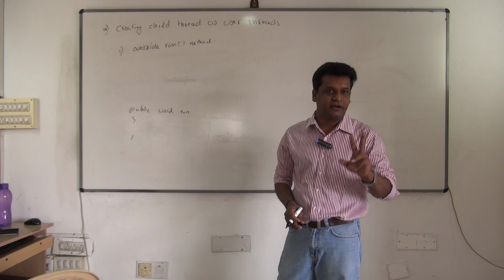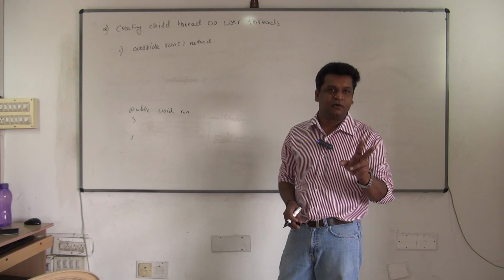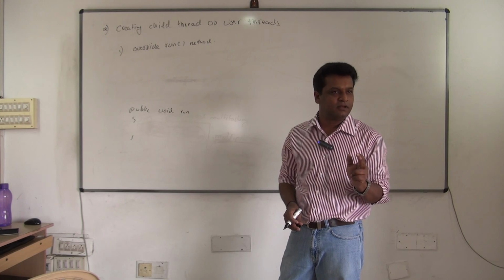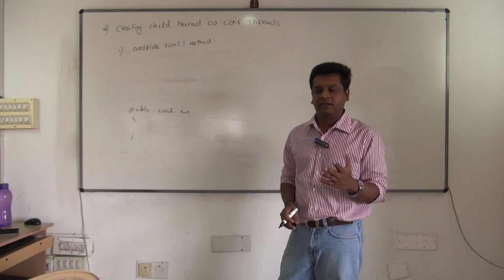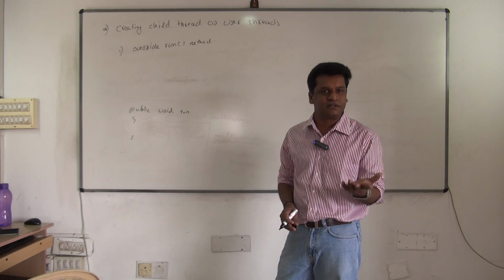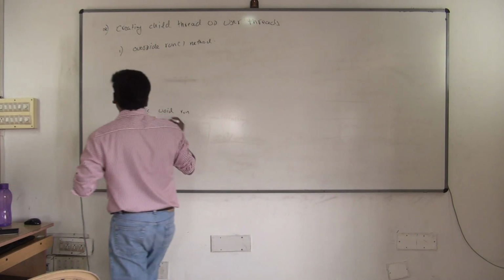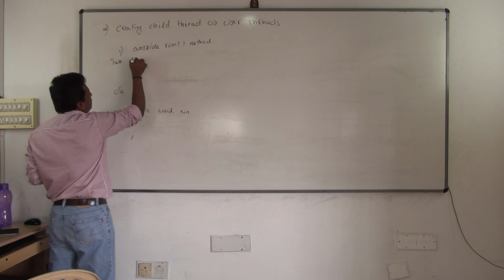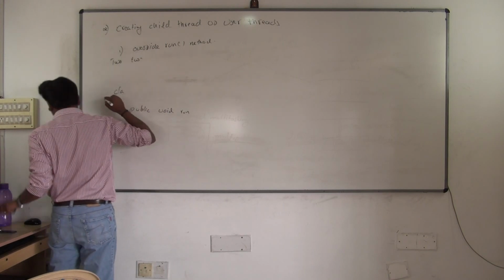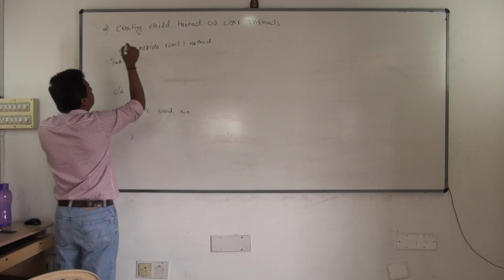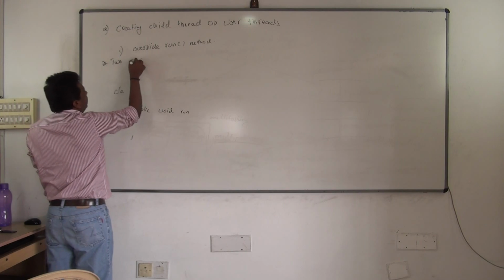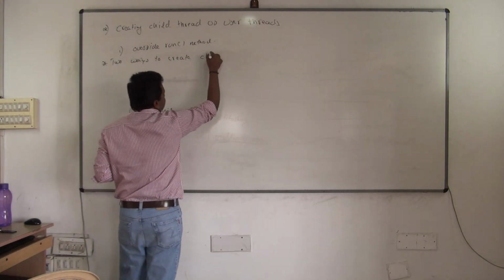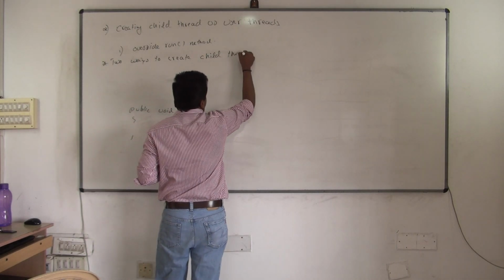Whatever the case, there are two ways to create the thread now. One by extending the Thread class. The other one by implementing Runnable. I'll show you both. Then we'll decide which one is good, which one is bad. So now see this. This is one way. There are two ways to create a child thread in Java.